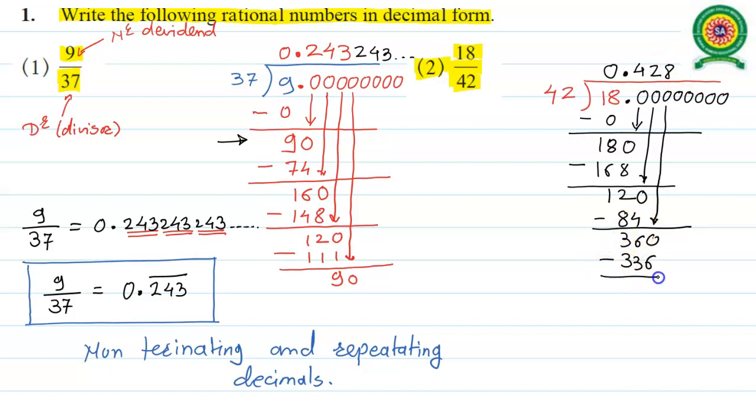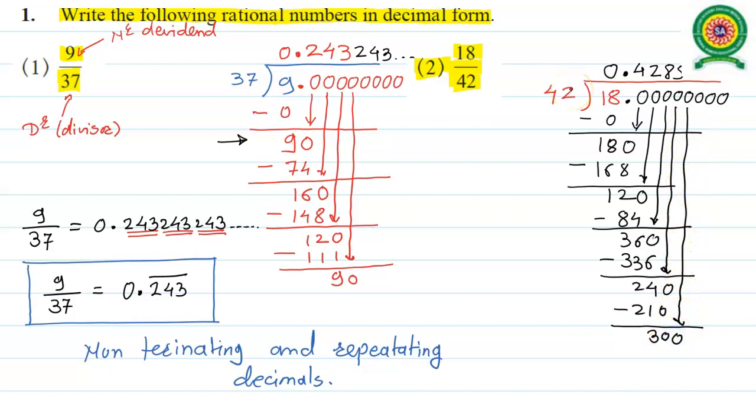After doing the subtraction, we have the remainder 24. Next 0 comes down, it generates 240. Now 42 5s are 210. We do the subtraction, and the remainder becomes 30. Next 0 comes down, it generates 300.